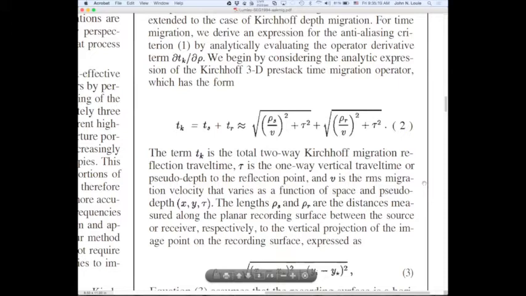Now, Kirchhoff migration in 3D and whatever, it's still a migration. So it has a downward continuation. It has an imaging condition. Okay. And here's the old familiar imaging condition, right? The Kirchhoff time, okay.